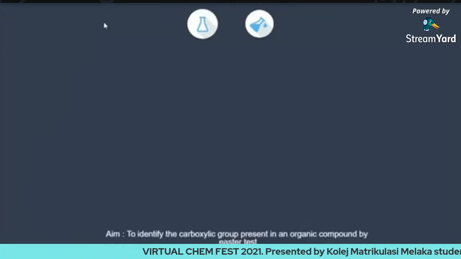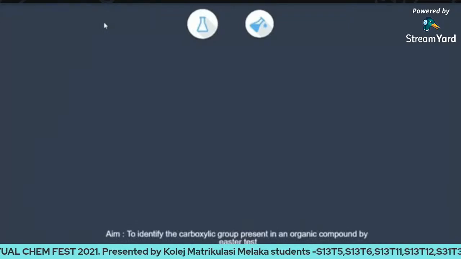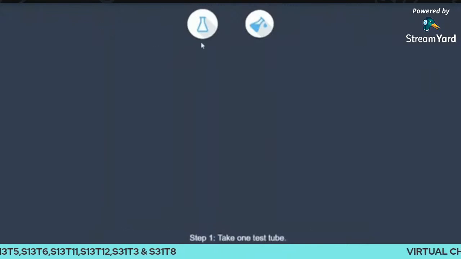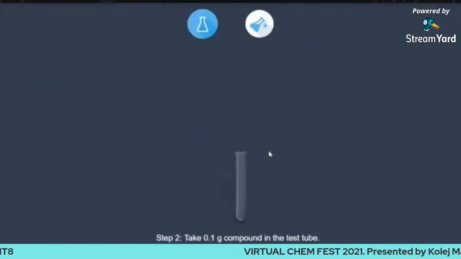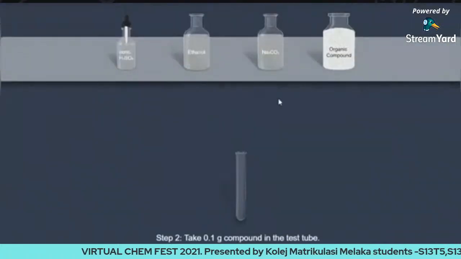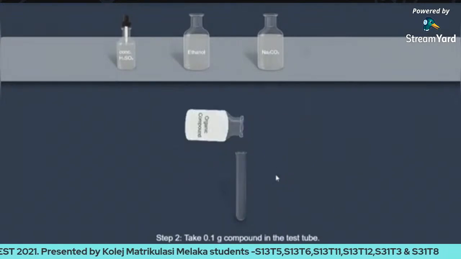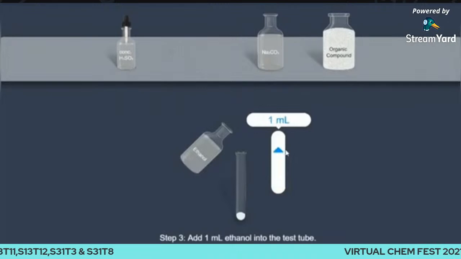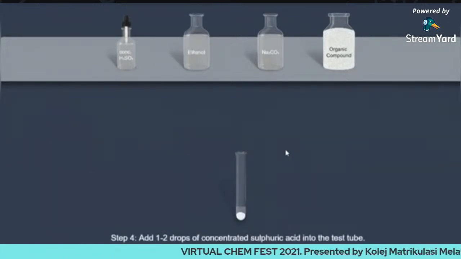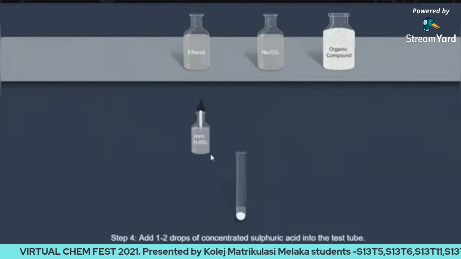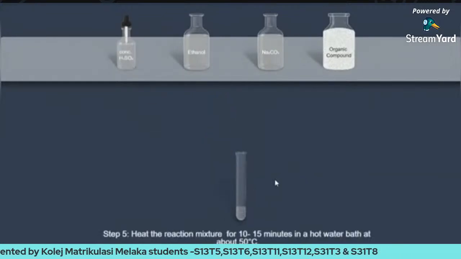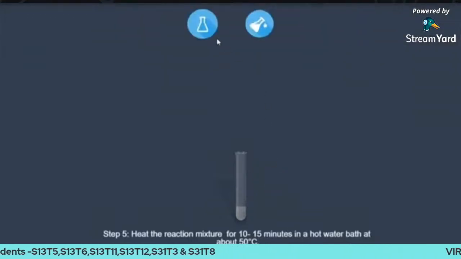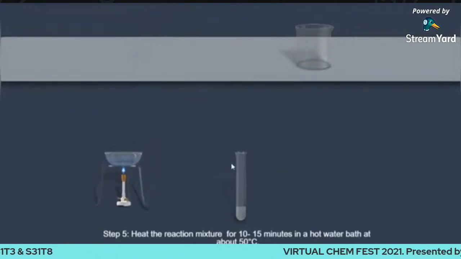So here is the simulation of the esterification experiment. To identify the carboxylic group present in an organic compound by ester test. Step 1. Take one test tube. Step 2. Take 0.1 gram compound in the test tube. Step 3. Add 1 ml ethanol into the test tube. Step 4. Add 1 to 2 drops of concentrated sulfuric acid into the test tube. Step 5. Heat the reaction mixture for 10 to 15 minutes in a hot water bath at about 50 degrees centigrade.